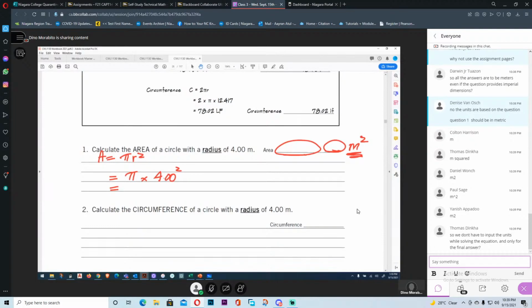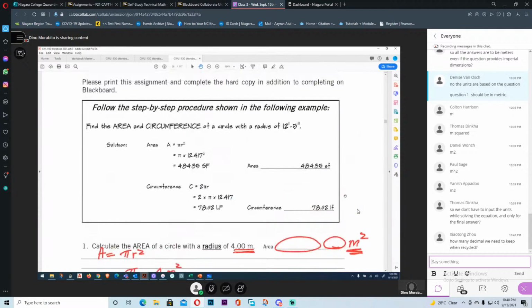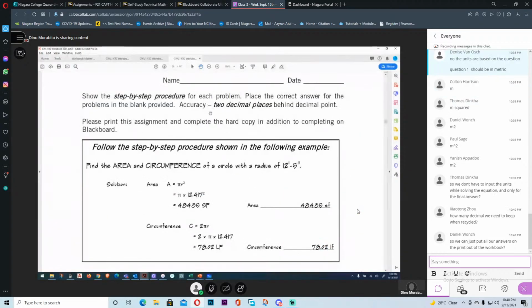Correct. You're fine to put meters in here, but we are aware that it's meters. And the main thing I care about is that the final answer has the correct units. That's the important part. Final answer should be 2 decimal places behind the decimal point. Yes, you can do that.